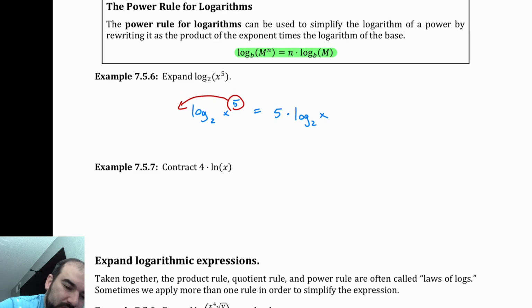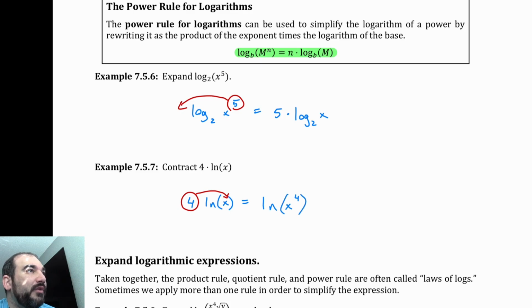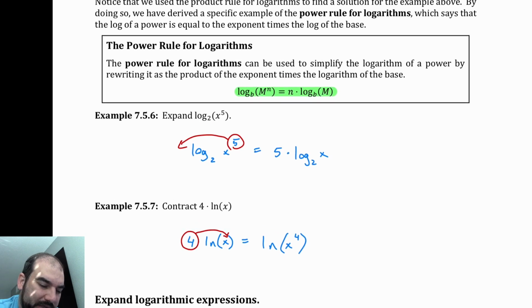If I wanted to do the other way on this example here, 4 times natural log of x, I could take this 4 and push it back up into the exponent of that x. And we can rewrite this as natural log of x to the 4th power, where x to the 4th power is inside of that natural log. And we're going to stop there. Are there any questions on the power rule?